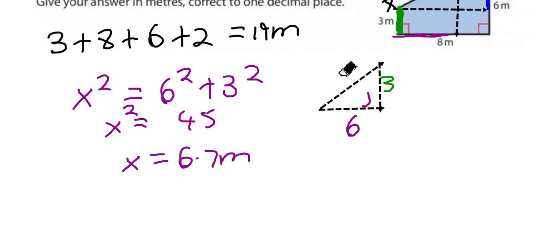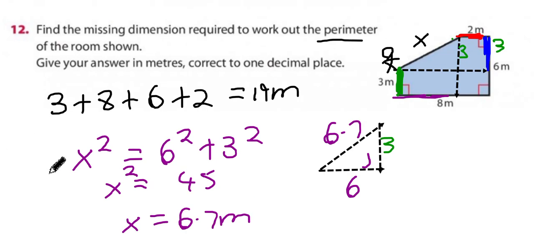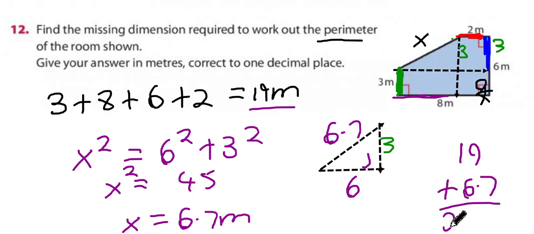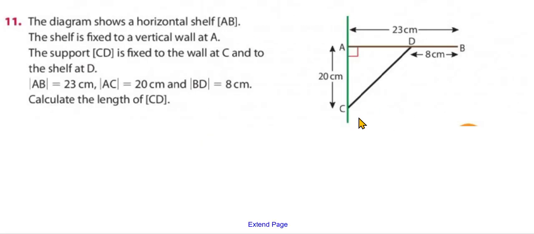And if you were to stop at 6.7, you'd get 8 out of 10. Why would you only get 8 out of 10 for this question? What was the original question we were asked? How much is the perimeter? How much does it take them to go all the way around? So what has that to do with the 19 meters we knew about earlier? Add on the 6.7, 25.7 meters.